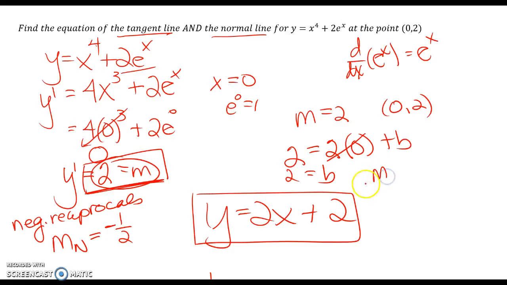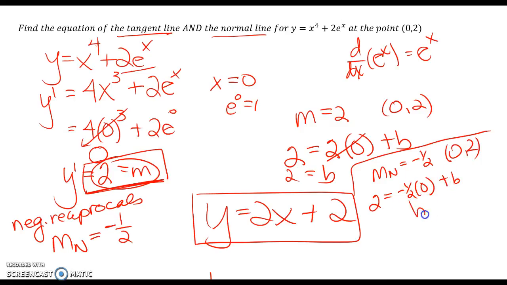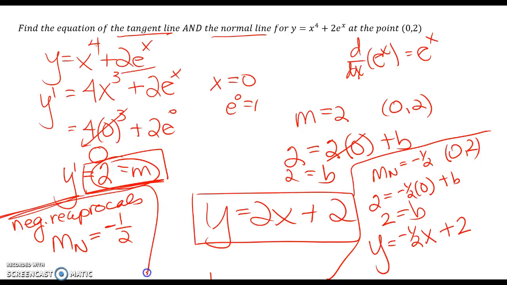So let's come over here to the normal line. Slope normal is negative 1 over 2. It's at the same point, 0, 2. So y equals mx plus b. Guess what? B still equals 2. So our normal line is y equals negative 1/2 x plus 2. All right, so perpendicular slopes are negative reciprocals of each other.